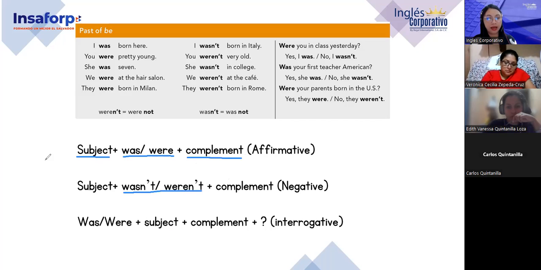Ahí está. ¿Qué más podemos rescatar de este ejercicio? Aparte de la pronunciación, de la estructura, ya para finalizar la sesión. ¿Cuándo voy a obtener yes, no questions? ¿Y cuándo voy a obtener respuestas más detalladas o de información? Information questions, answers, ¿ok?